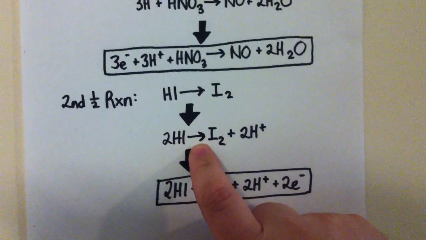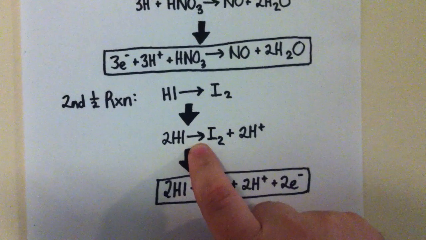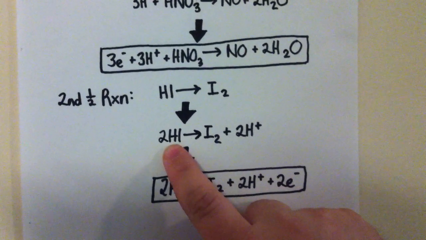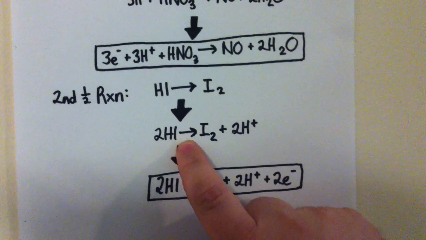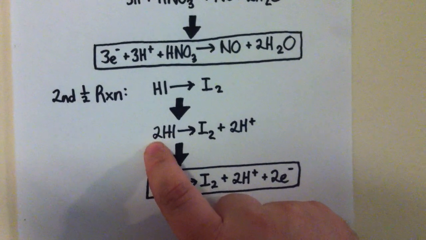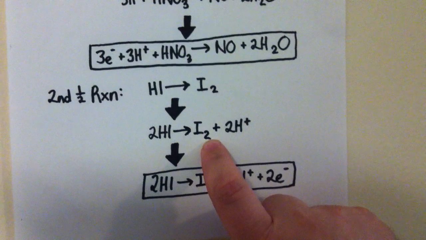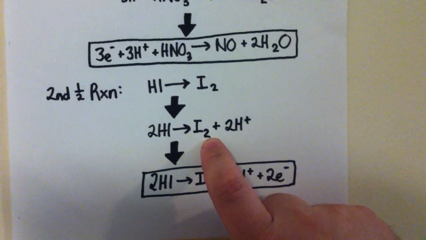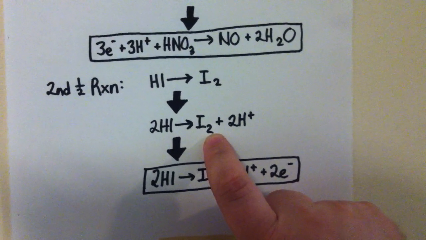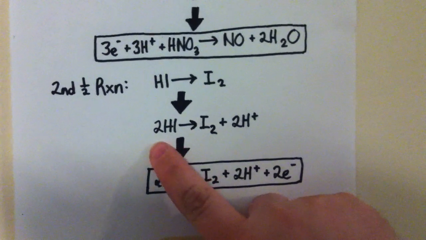Now, continuing this, we need to balance out our I atoms. So I've got 2 I's on this side by putting a 2 out front. I have 2 I's on this side. The first step in balancing redox, balance your non-O and H atoms. So we'll check mark there. We finish that step by putting a 2 out front.